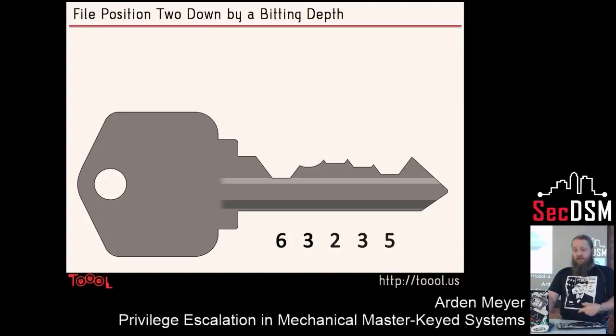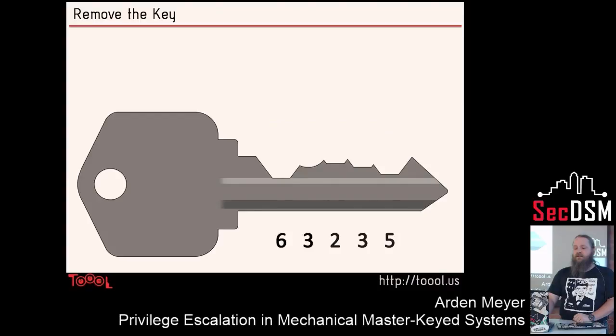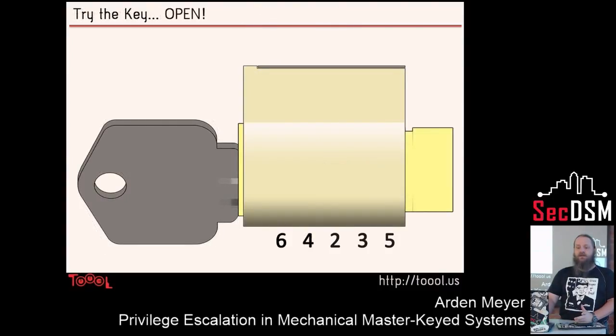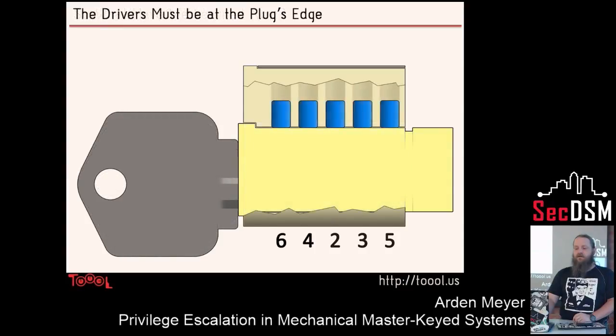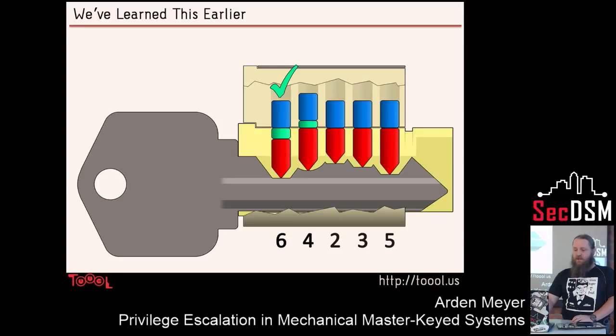Seeing a lot of repetition here. Okay, so we get down. 3 didn't work. 4, we try, and it opens. So now we know our second pin has a working depth at 4, and we have the original from 6. So that's what we knew earlier.